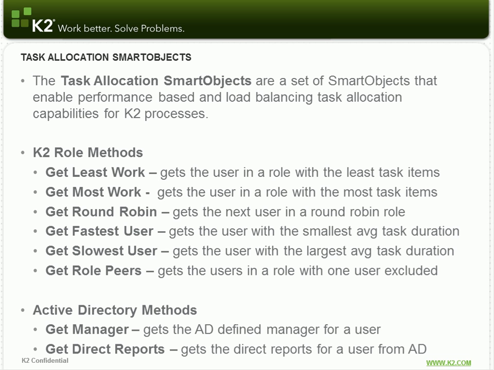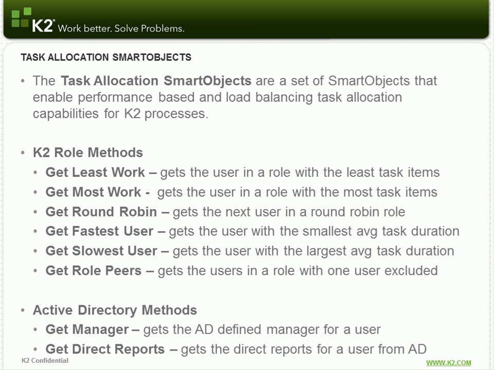You have the K2 role methods, which work on K2 roles, and the Active Directory methods, which work against Active Directory. For the K2 role methods, there's a number of different methods that you can use against a K2 role. You can get a user in a role who has the least number of task items, get a user in a role with the most number of task items. This allows you to do some balancing of work within that role. You can use the round robin capability to have it go to one user after another every time that role is used within a destination rule, so that you're, again, cycling around between the users.